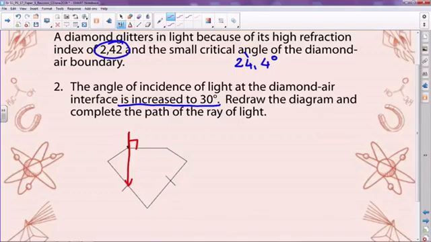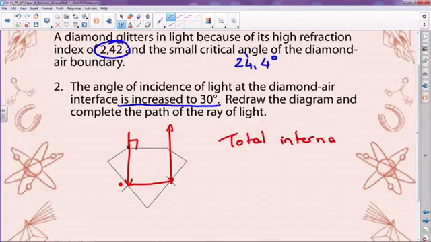Please remember your arrowheads. At this point here is where we're going to have our angle that's greater than the critical angle. So there's our 30 degrees. What's going to happen? We're going to end up with that, and then it's going to be followed through by one of those. So what has happened? We have had something called total internal reflection. This phenomenon is known as total internal reflection.